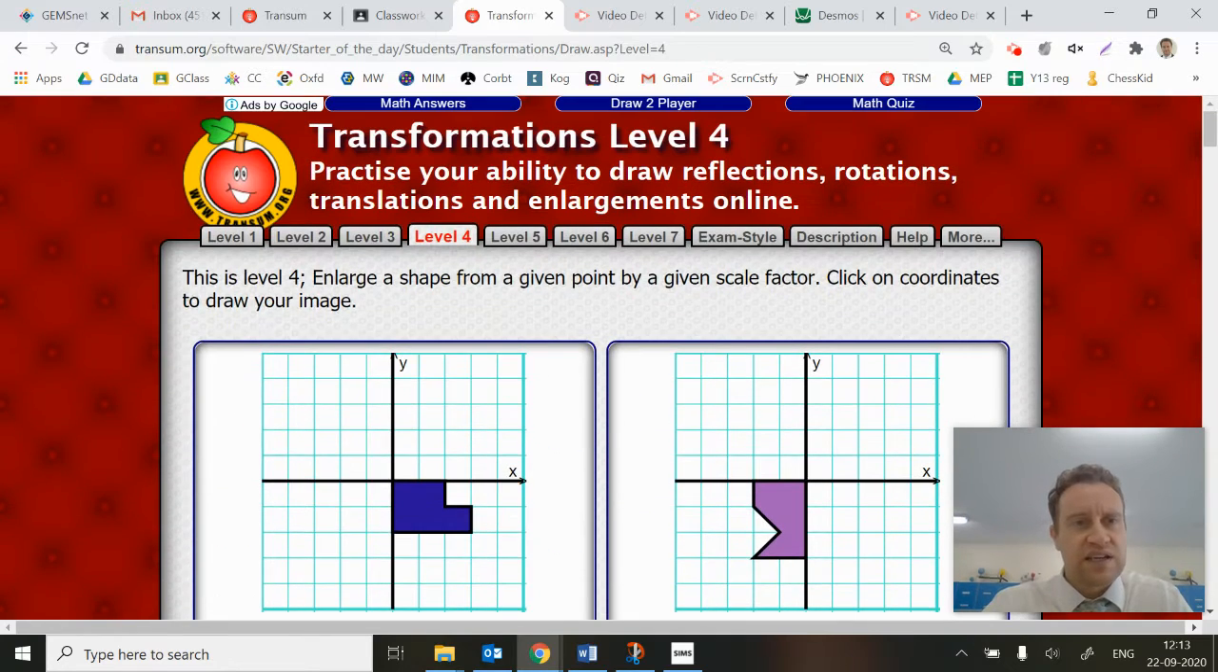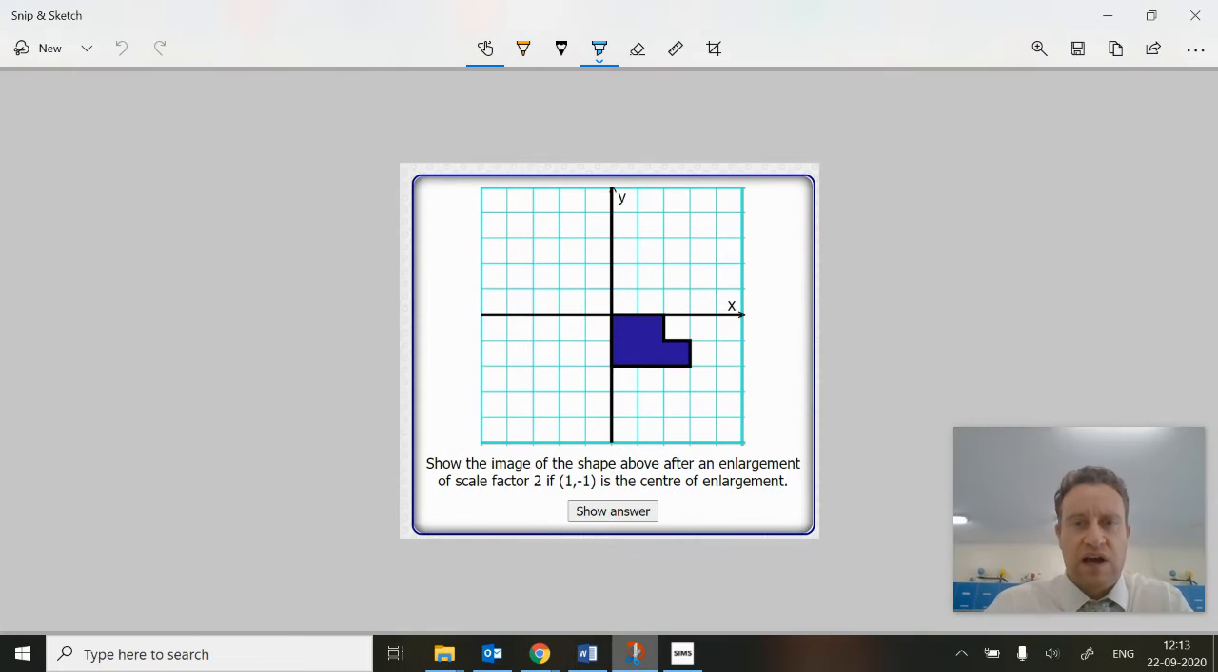So here we go. This is the level 4 activity, and I've just taken one of these, and we're talking about enlargement, which is the fourth of our transformations. And I've done videos for the other three, which are reflections, rotations, and translations. So enlargements, so enlarging by a scale factor.